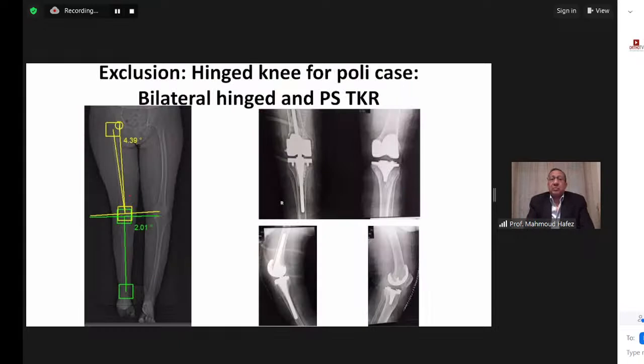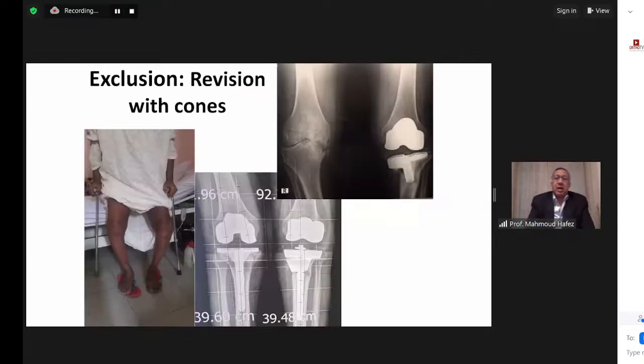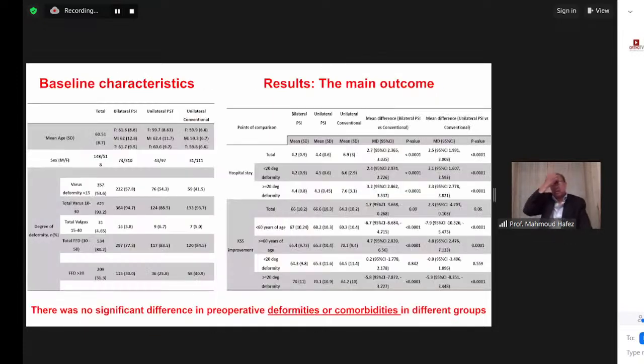Also, what's excluded from a study when we do a case with a revision, either with a hinged or a revision implant, and the other case is a primary. Patients like this are excluded. The same applies when I have a case with a revision and a primary at the same time; these are excluded from the study. These are the results of the study.